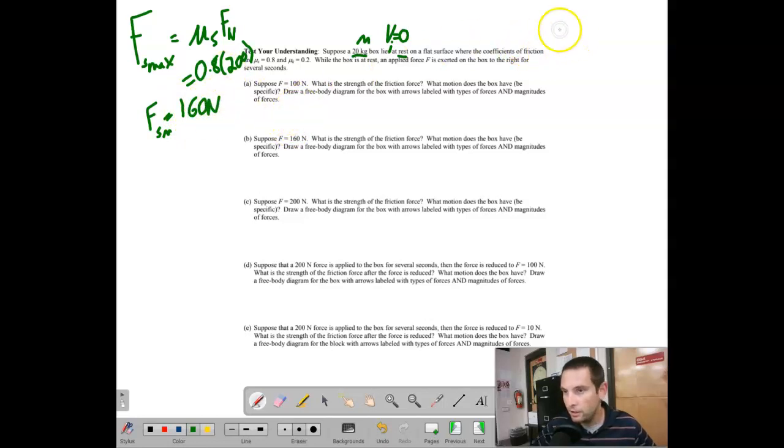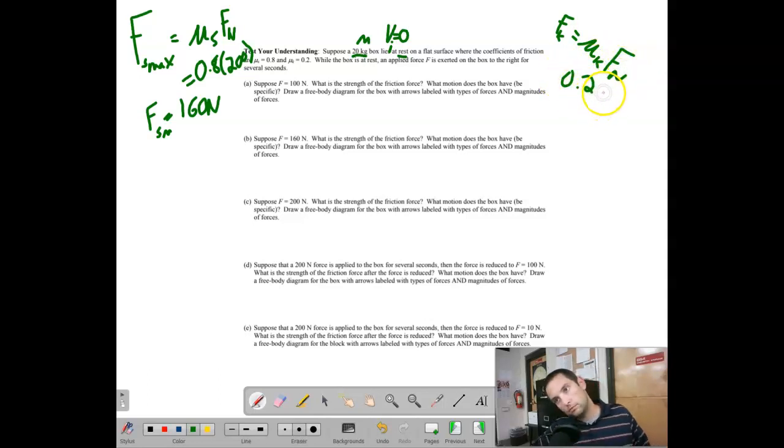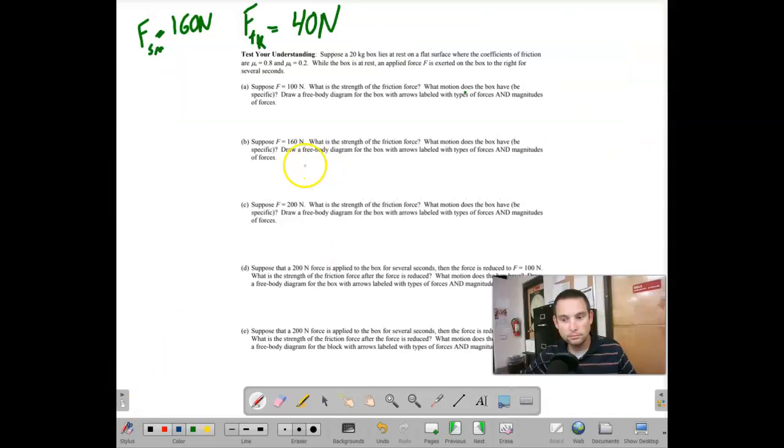Okay, and over here I'm going to do my kinetic friction. Fk, same equation, except we're using mu k times Fn. So we have 0.2 times 200, which is going to give us a frictional force of 40 newtons. All right, I cleaned it up a little bit, so we have our maximum static friction, 160 newtons, and our kinetic friction, 40 newtons.